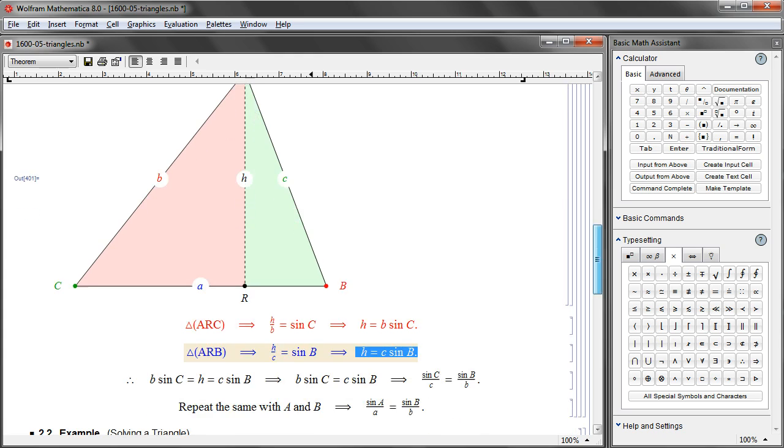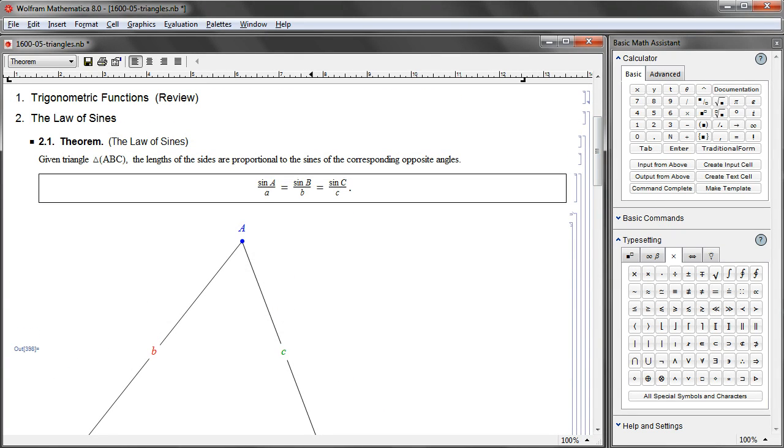What do we get? B sine of capital C is equal to C sine of capital B, and therefore dividing both of them by small b times small c we get the desired result. Sine of capital C over small c is equal to sine of capital B over small b. We ended up proving one of the two equalities that we have to prove here.